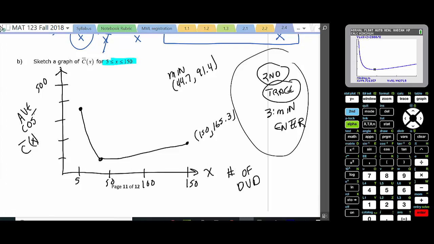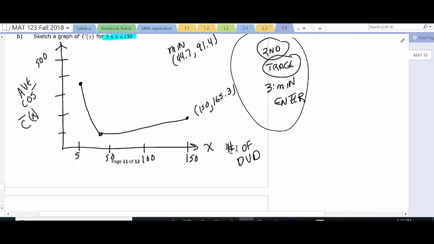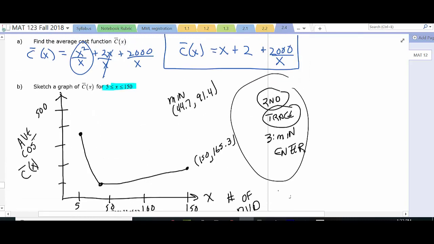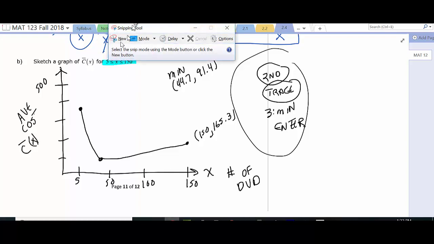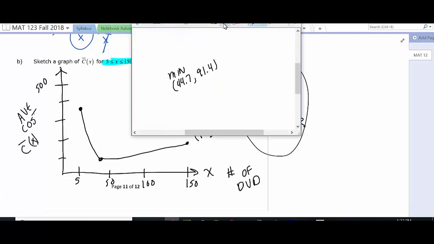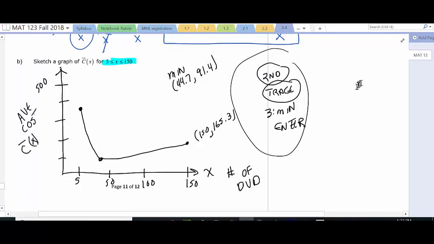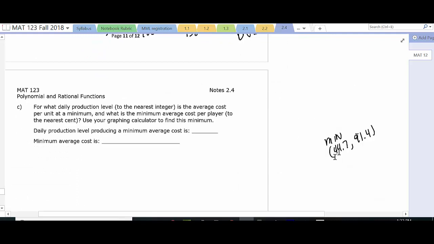Did everybody follow what I did there? You have to do that with your calculator. You can't do that any other way. If you take this answer that we got, I'm going to take a quick screenshot of this. On the next page, we use this to answer the next question. So here's what we have. We ended up getting this point. This is our minimum right here.